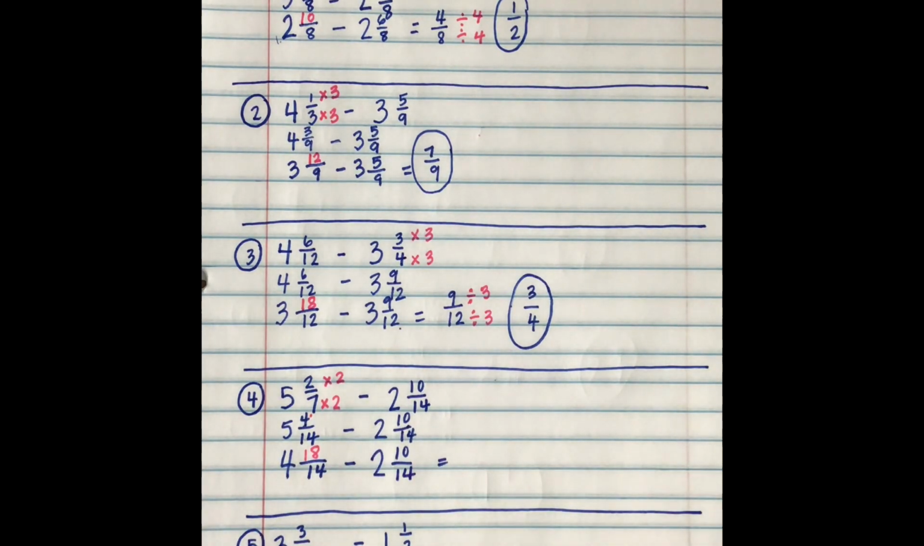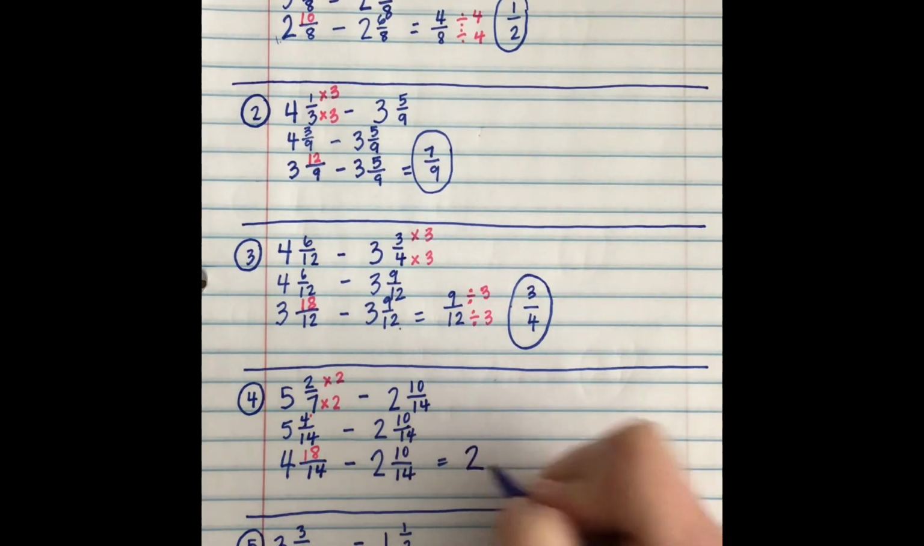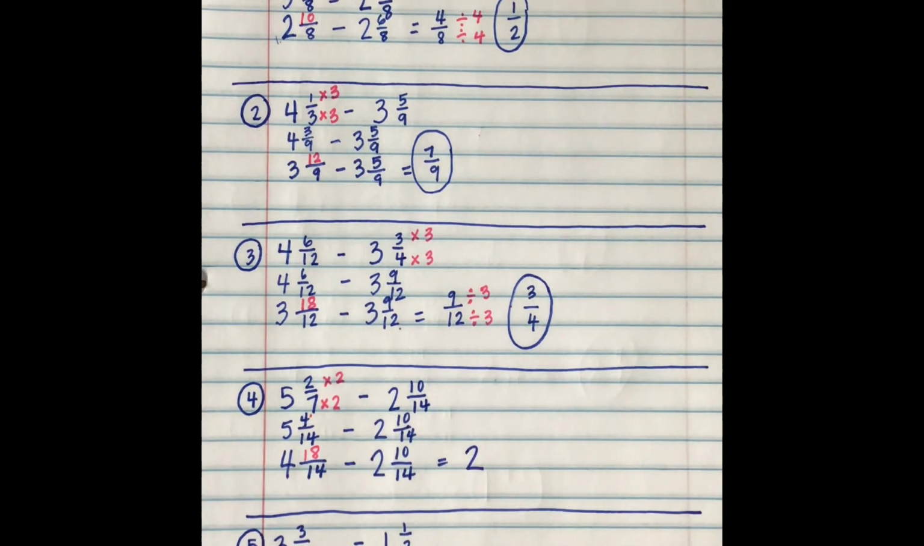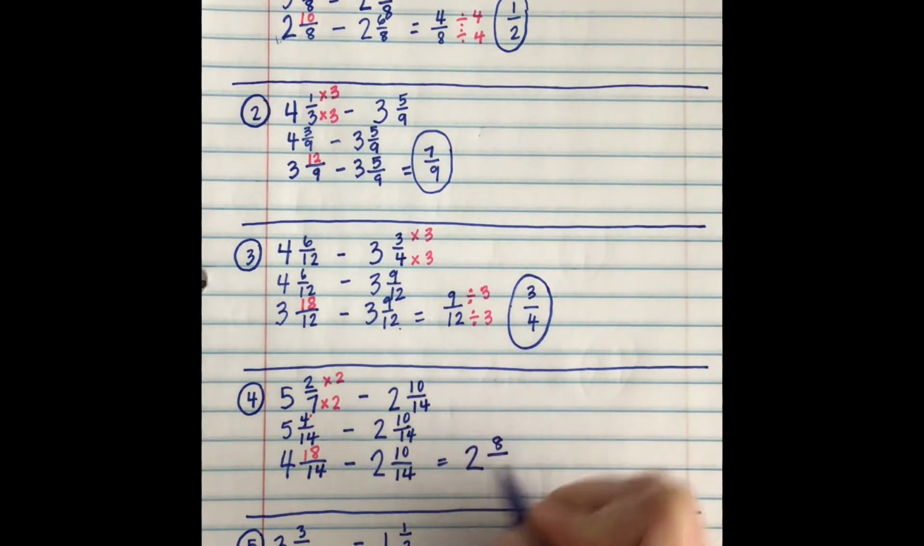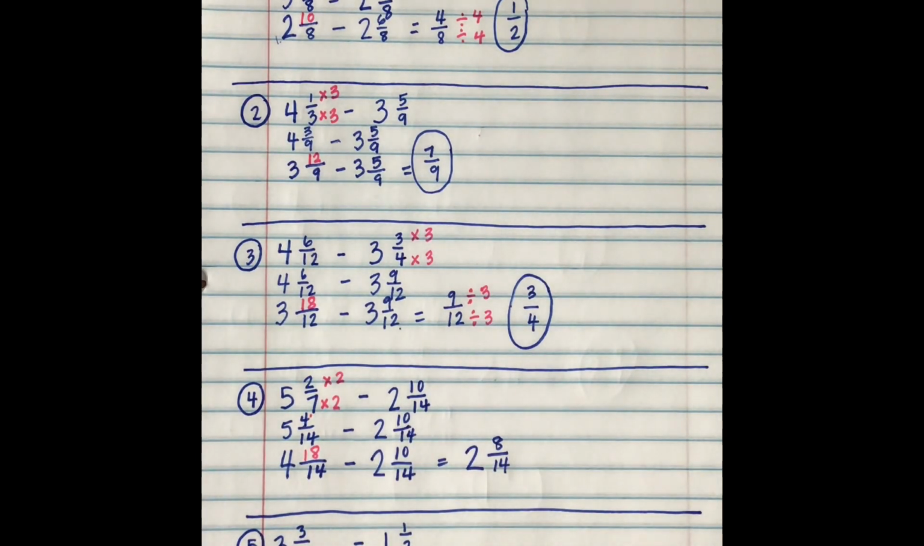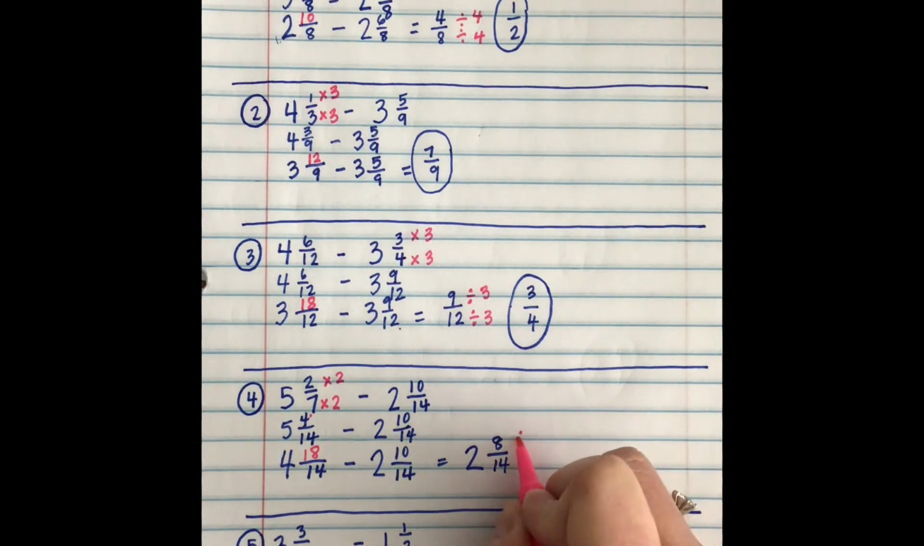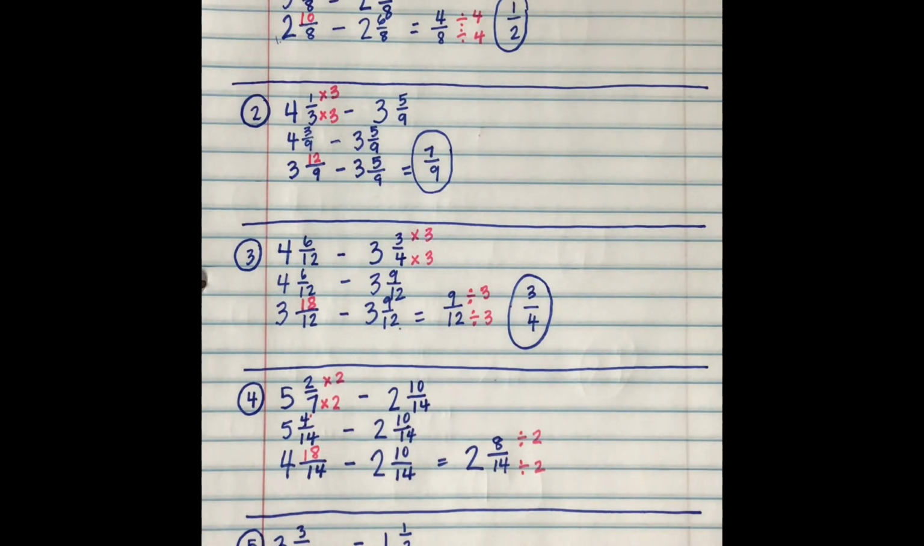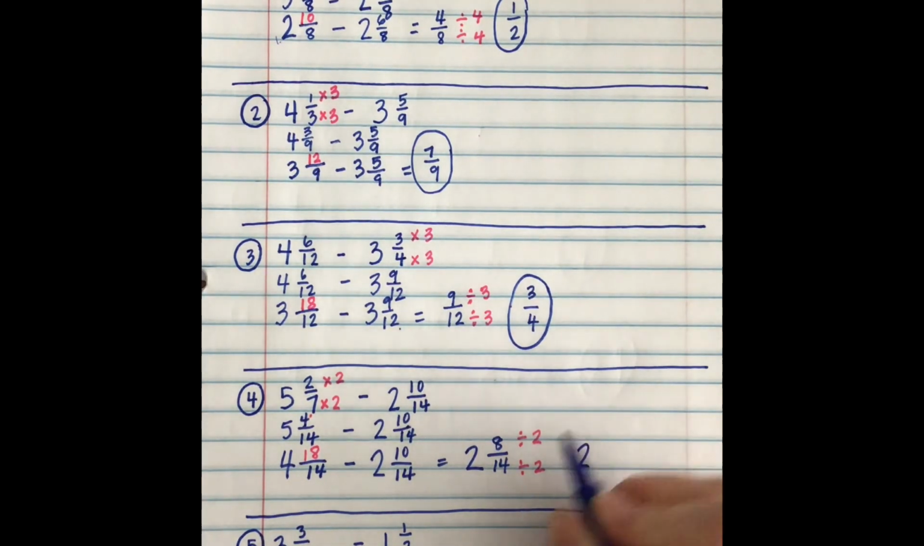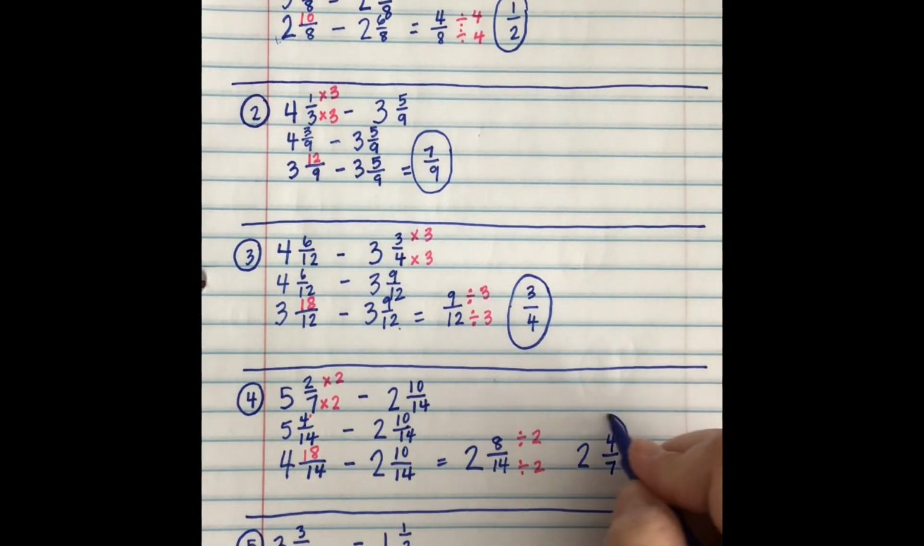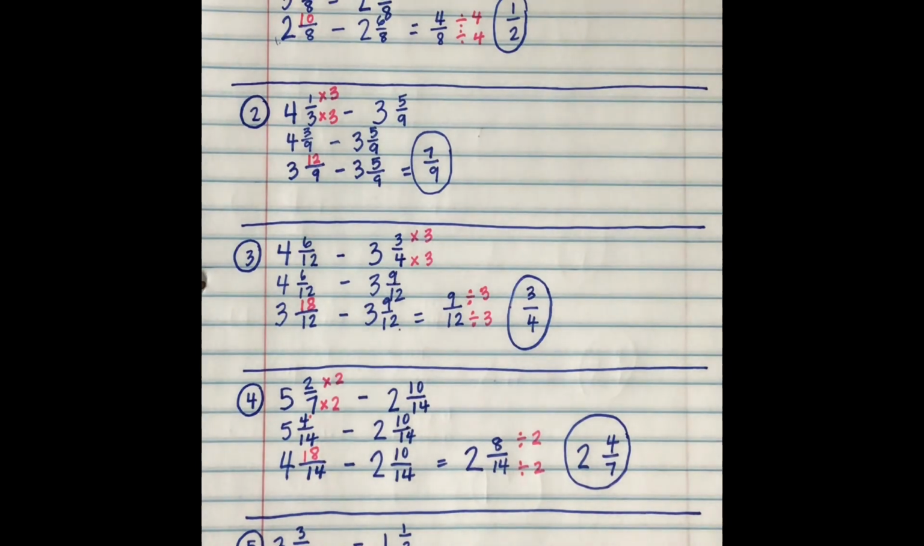So 4 minus 2 will give me 2. 18 minus 10 gives me 8. 14, keep my denominator the same. So I'm looking at this and I know that 8 and 14 are both even, which means I can divide it by 2. So I'm going to have a whole number of 2. 8 divided by 2 gives me 4. 14 divided by 2 gives me 7. So my final answer is 2 4/7.